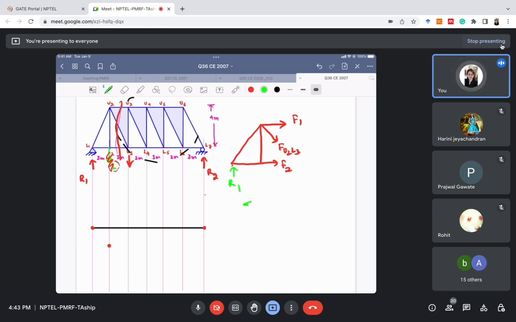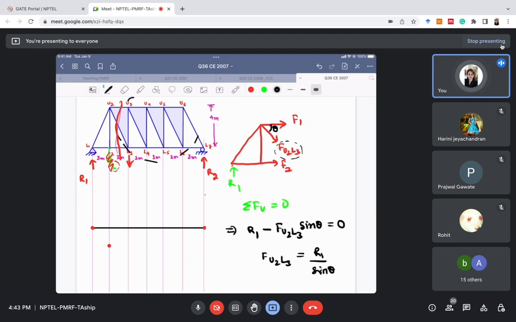Now similarly, summation of force in the vertical direction to be 0, and here R1 is in the upward direction, minus, because the component of FU2L3 is in the downward direction. So minus FU2L3 sine theta equal to 0. So FU2L3 equal to R1 divided by sine theta.